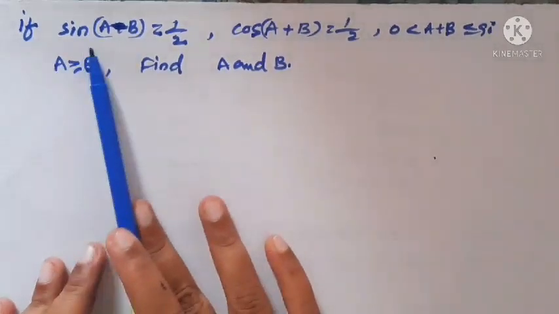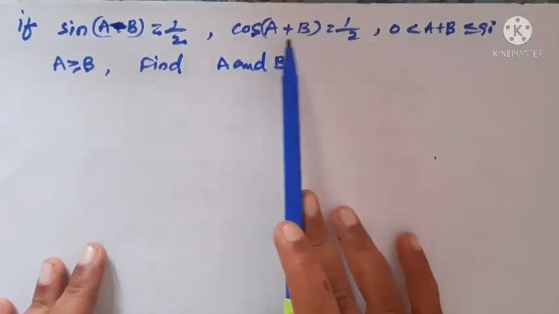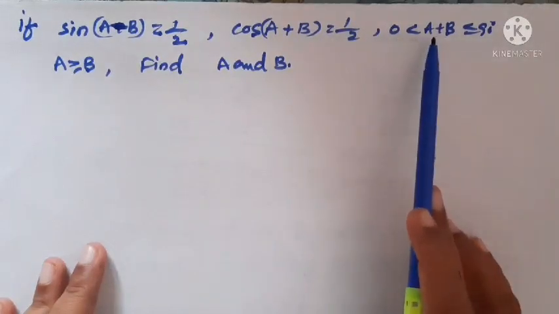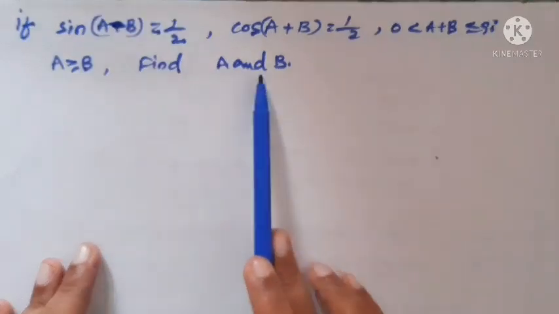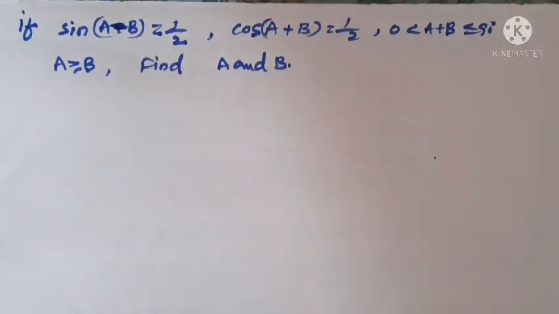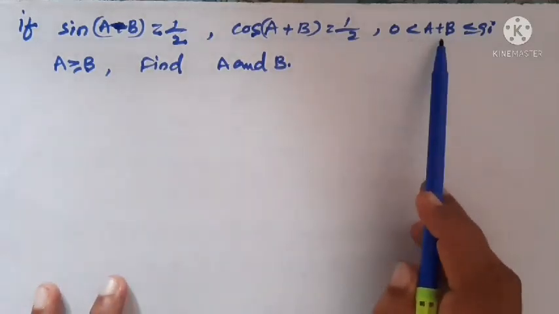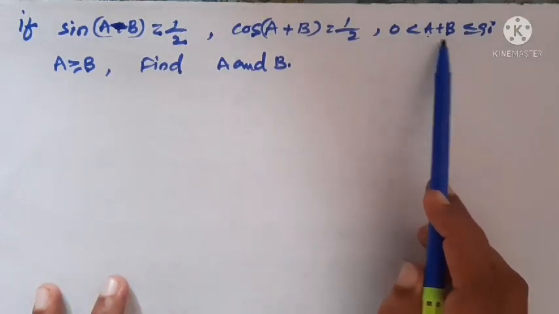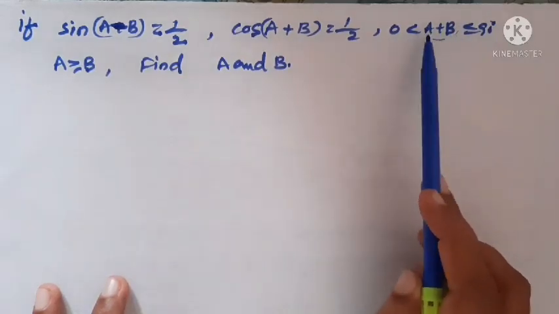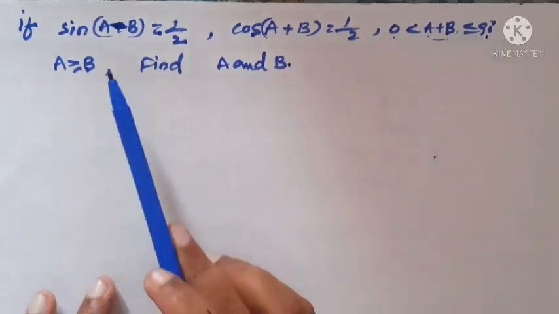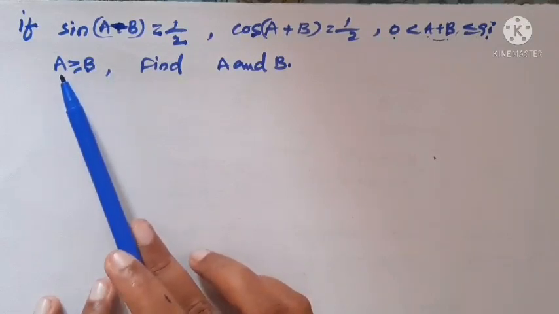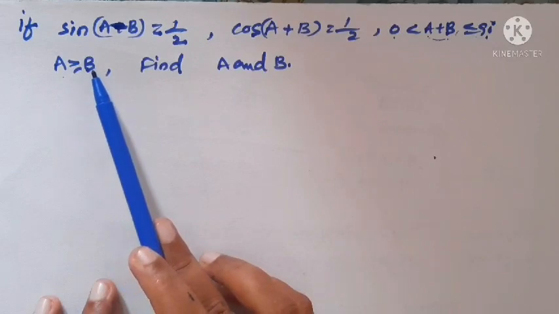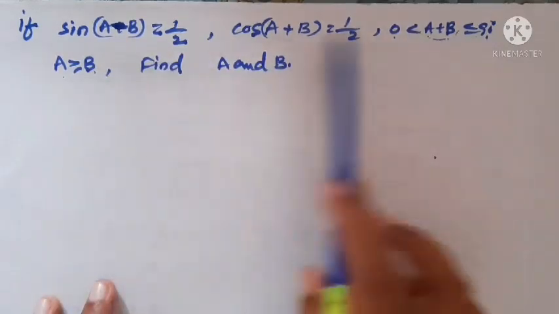The next problem. If sin(A minus B) equals 1 by 2, cos(A plus B) equals 1 by 2, 0 less than A plus B less than or equal to 90 degrees and A greater than or equal to B, find A and B. So here you observe the conditions: A and B are two angles, and the sum of these two angles is greater than 0 degrees and less than or equal to 90 degrees. And what is the relation between angles A and B? The condition is angle A is greater than or equal to angle B. These are the two given conditions.